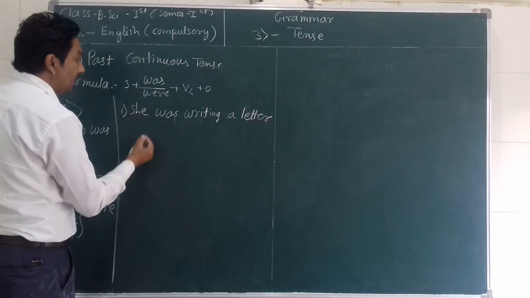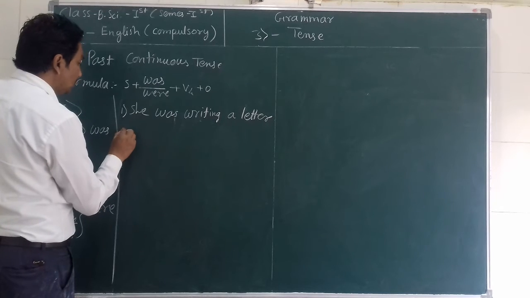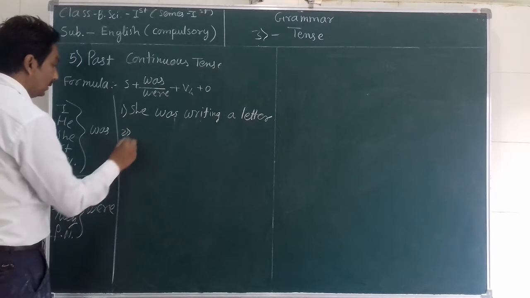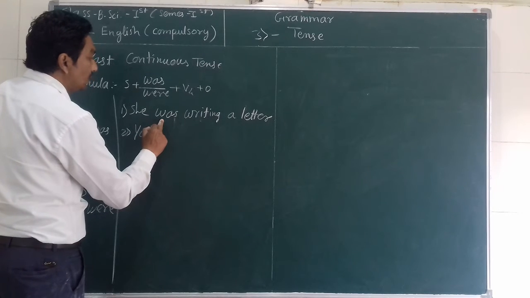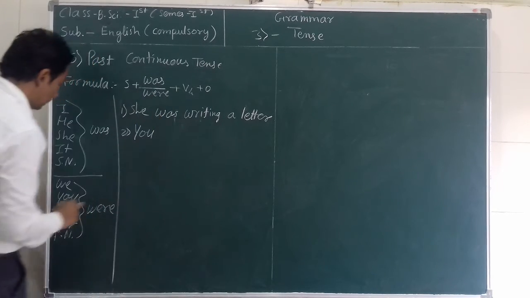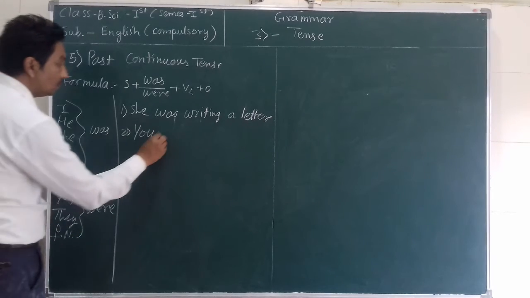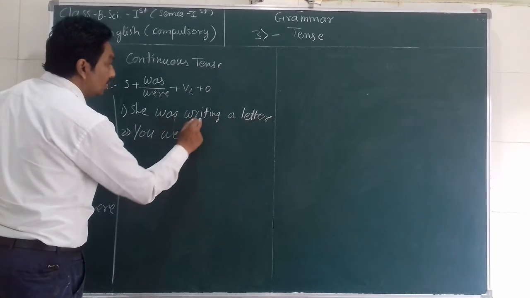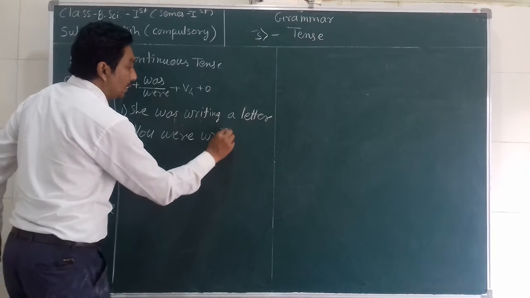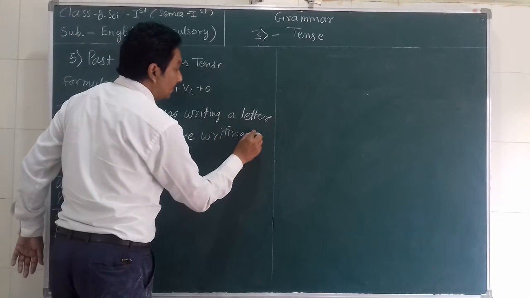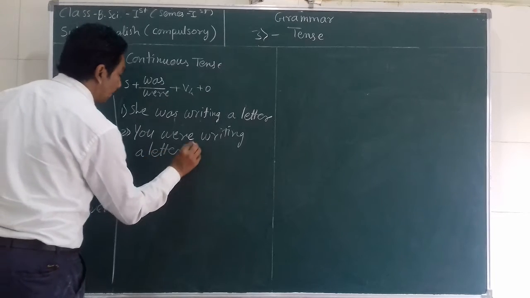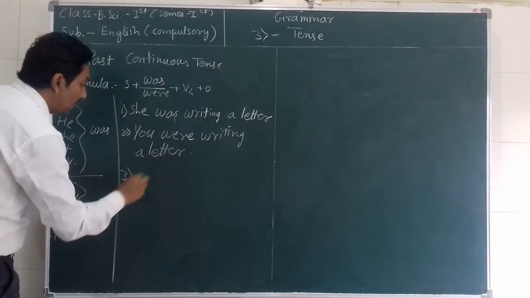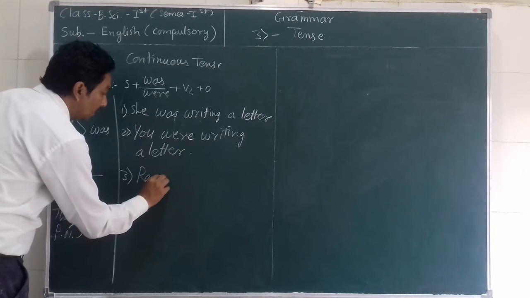Another one. In the same sentence, if I change the subject and write the subject you, in front of you we cannot use was in past tense, we need to use were. In front of you we need to use were. We were writing, then the object, a letter.